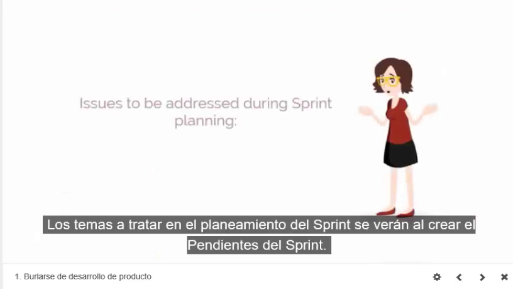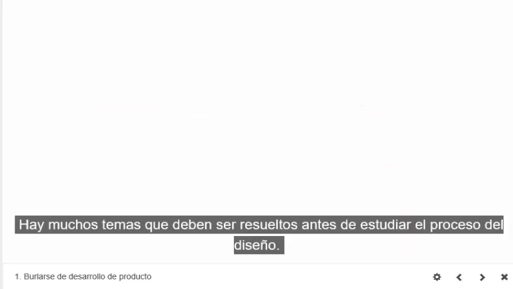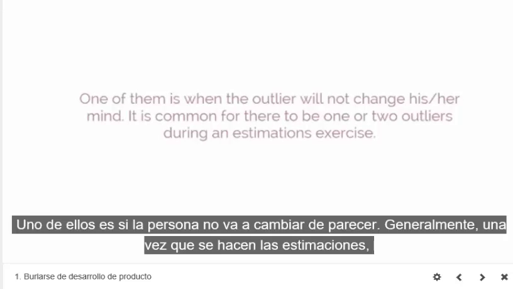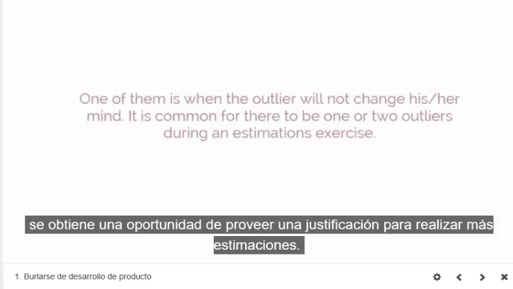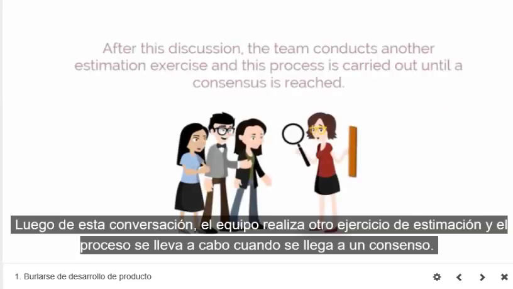Issues to be addressed during sprint planning. When creating a sprint backlog, we may find many issues that should be resolved before starting the design process. One of them is when the outlier will not change his or her mind. Generally, once the estimates are made, 2 outliers are given an opportunity to provide justifications for their estimates. After this discussion, the team conducts another estimation exercise, and this process is carried out until a consensus is reached.